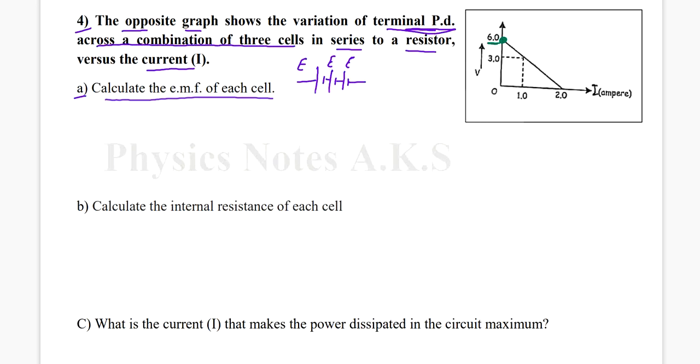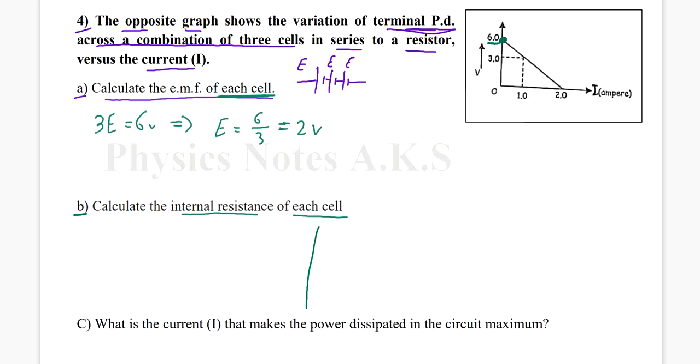So I can say that the total electromotive force, which is going to be 3E because I add them, is going to be 6 volts, which means that the electromotive force of each cell is actually 6/3, which is 2 volt. So please pay attention to the question. He is asking for each cell, for each one. Now in B, they want the internal resistance again for each cell.